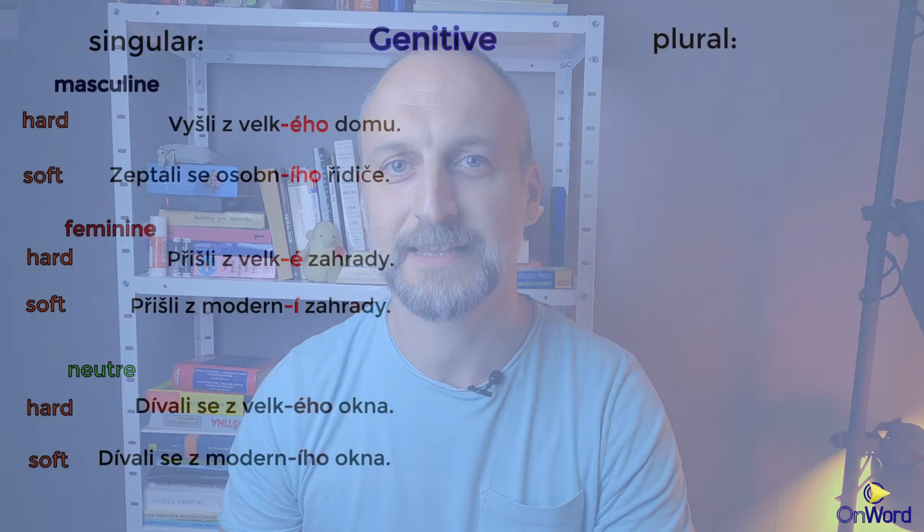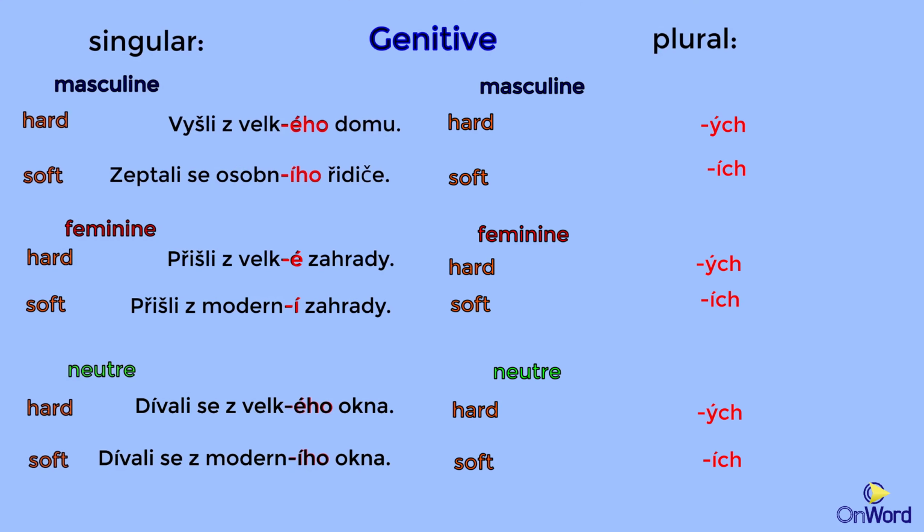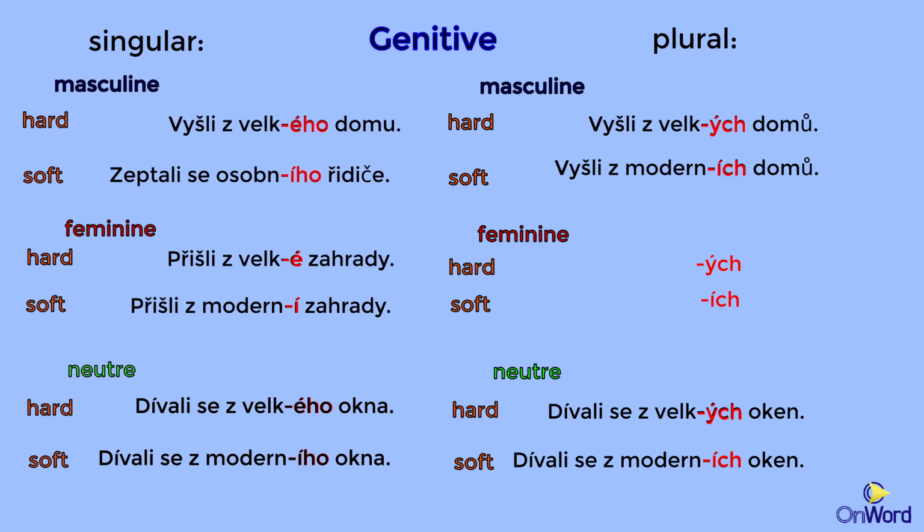Genitive forms of adjectives in plural are fairly simple, as they do not distinguish between genders and they take the suffix ých in hard type adjectives and ích in soft type adjectives. Vyšli z velkých domů, they came out of big houses. Vyšli z moderních domů, they came out of modern houses. Dívali se z velkých oken. They looked out of big windows. Dívali se z moderních oken. They looked out of modern windows. Vyšli z velkých zahrad. They came out of big gardens. And vyšli z moderních zahrad. They came out of modern gardens.